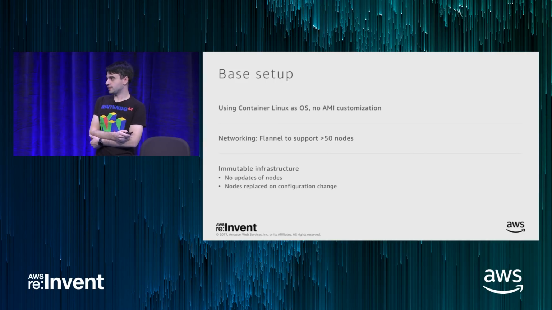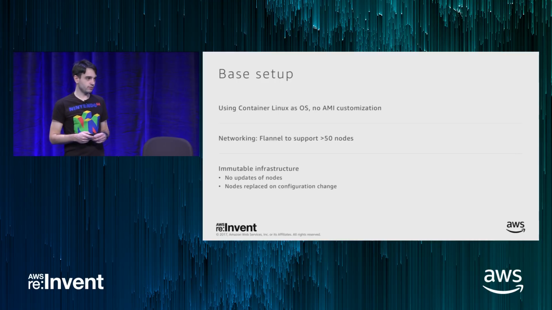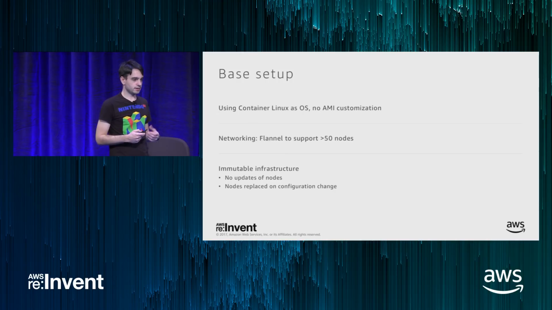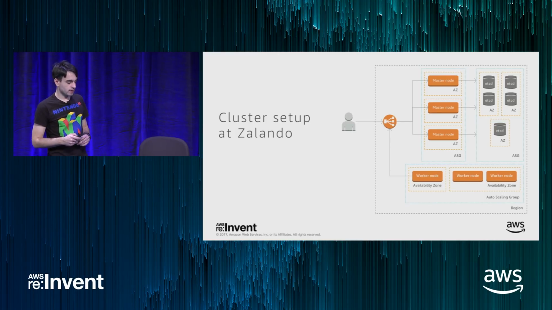The approach that we embrace is the one of the immutable infrastructure. We don't do updates and reboots of nodes. Instead, whenever we have a configuration change, which is actually quite often, we do a replacement of nodes one by one in a rolling fashion. So our cluster setup looks like that.